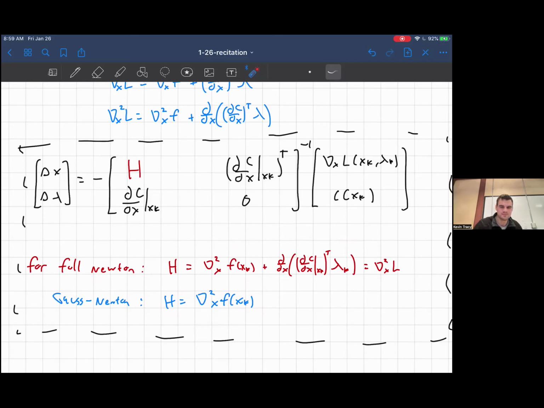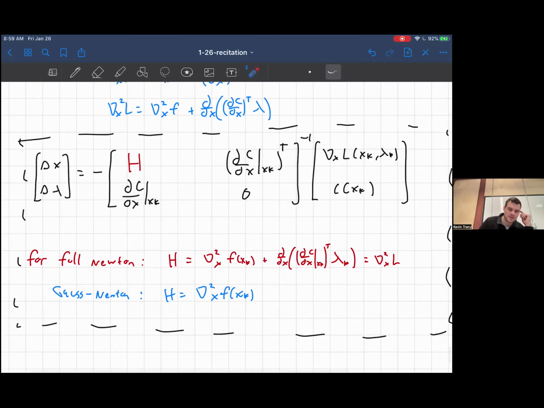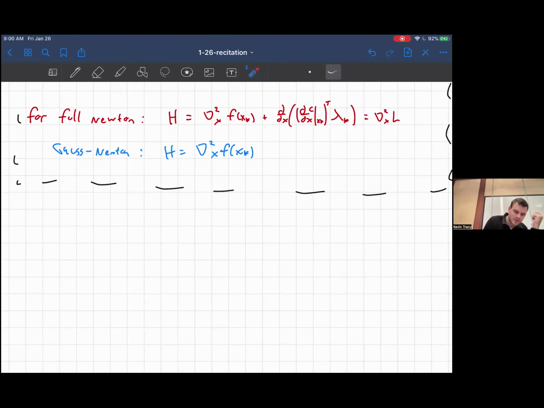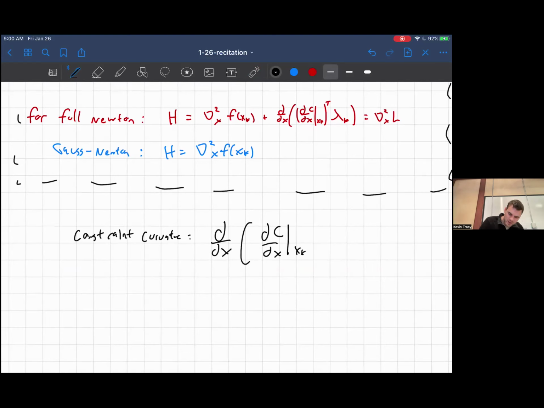All right. Why is the Hessian of the constraint function like a third order tensor? Like, what are the dimensions of the constraint and the cost function? What are the dimensions of everything? So what you asked is totally true. So if I look at the constraint curvature term, so constraint curvature, this is d/dx of dc/dx, at x_k.